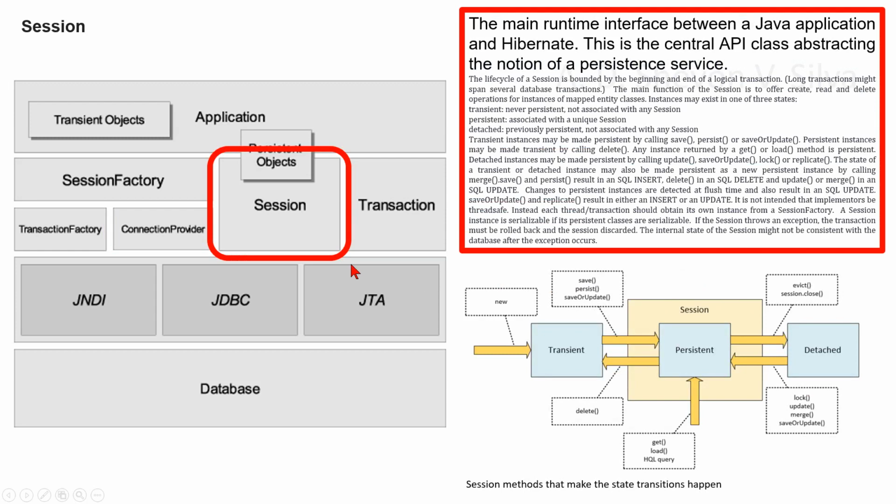Now we are focusing on Session, the main runtime interface between Java application and Hibernate. This is the central API class abstracting the notion of a persistence service. The life cycle of a session is bounded by the beginning and end of a logical transaction. Long transactions might span several database transactions. The main function of the session is to offer create, read, and delete operations for instances of mapped entity classes.